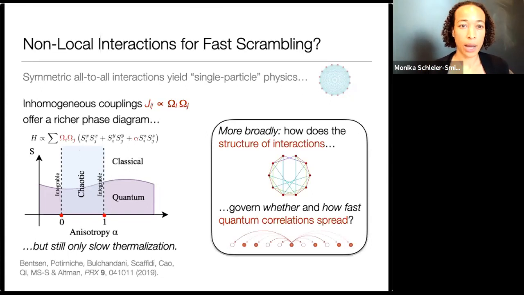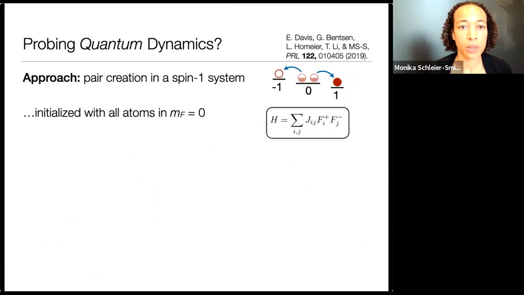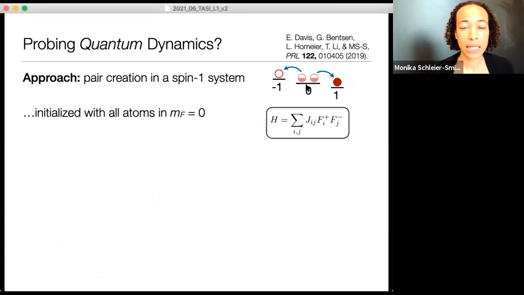Okay, so before we get to that, I just want to give you a sense of how we're going to see some signatures of quantum correlations, or probe the quantum dynamics of this system. Our basic tool going forward takes advantage of the fact, which I ignored for now, that each of the atoms in our system is a spin 1. I pretended earlier it was spin half. It didn't matter for what I showed you before. But each of the atoms is a spin 1.